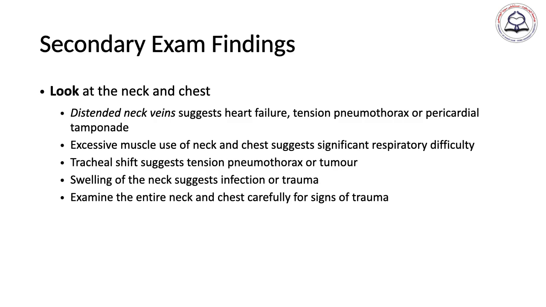Look at the neck and chest. Distended neck veins can suggest heart failure, tension pneumothorax, or pericardial tamponade. Excessive muscle use of the neck and chest indicates respiratory distress. Shifting of the trachea could be due to tension pneumothorax, massive pleural effusion, or tumor. Swelling of the neck can suggest neck infection or hematoma due to trauma. Examine the entire neck and chest carefully for signs of trauma.